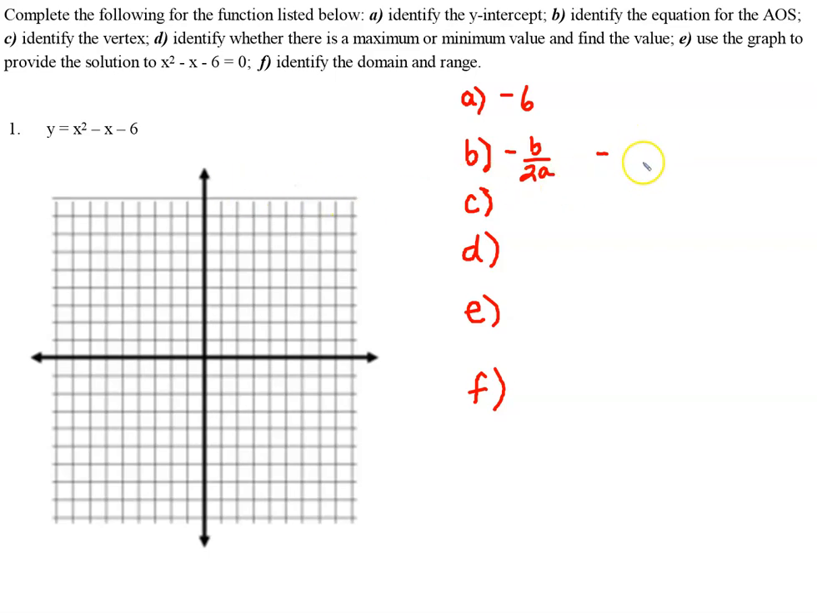So opposite of B, so again, A in this case is 1, B is -1. So it's the opposite of B, which is -1 over 2 times A. So I'm going to do the opposite of -1/2, which is +1/2. Notice it says the equation for the AOS. So I need the equation for a vertical line, and so that's going to be x equals +1/2. And since I'm going to end up graphing all of this anyway, I'm going to go ahead and sketch out where x equals 1/2 is.